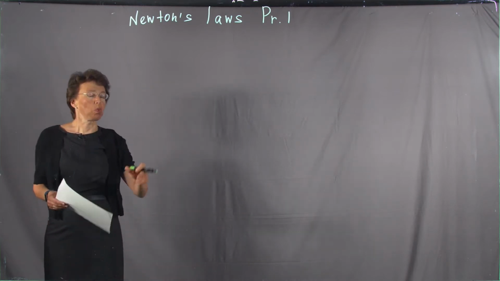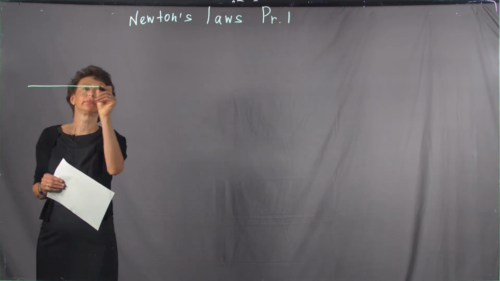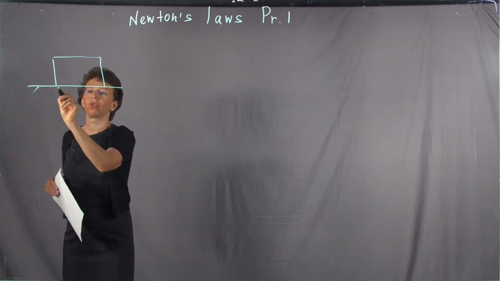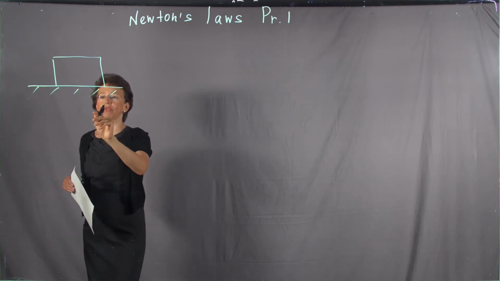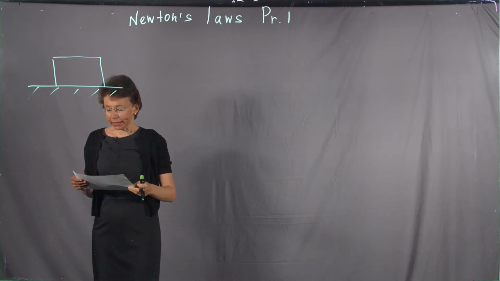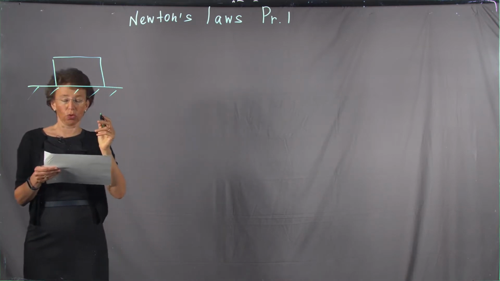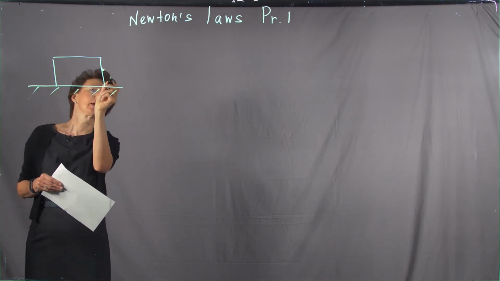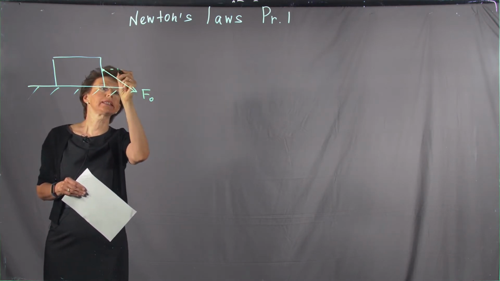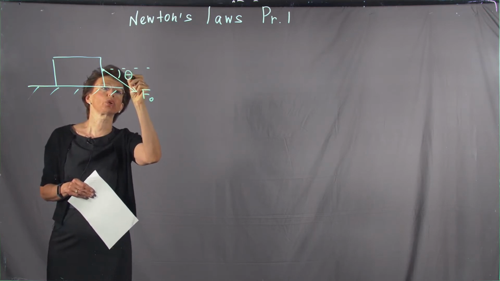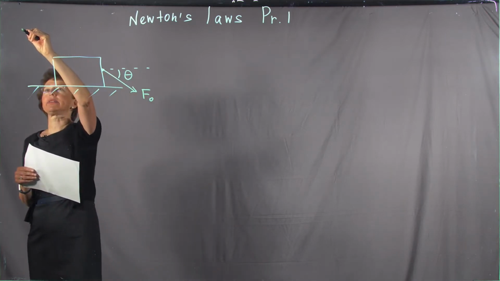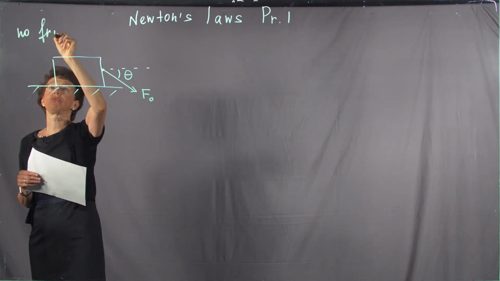So problem number 1 will be about a block which is on a frictionless surface. There is no friction between the block and the surface. The block is at rest, and there is a force acting on this block. The force has magnitude F naught, and it is at angle theta with horizontal. I will remind us that there is no friction.